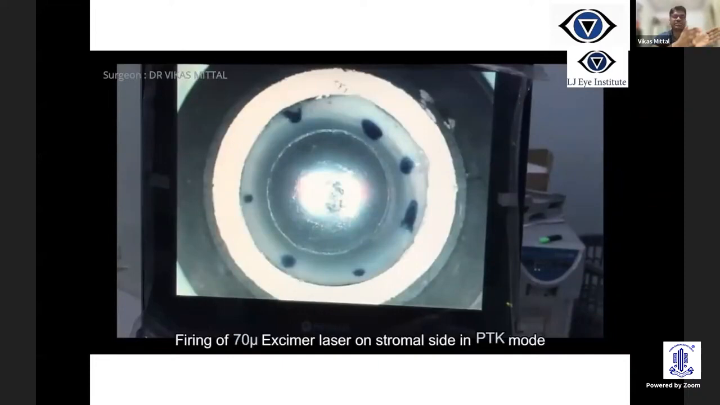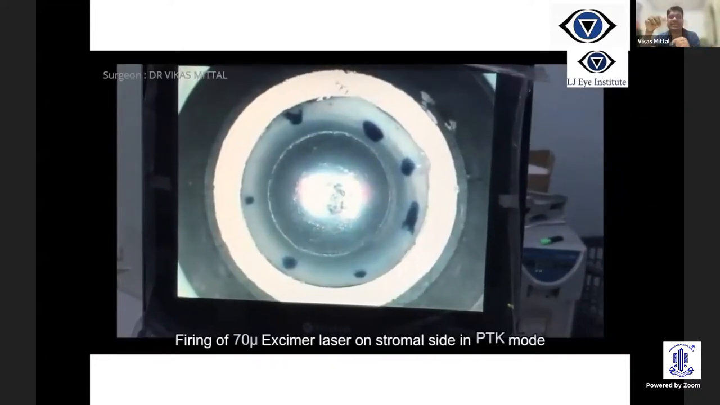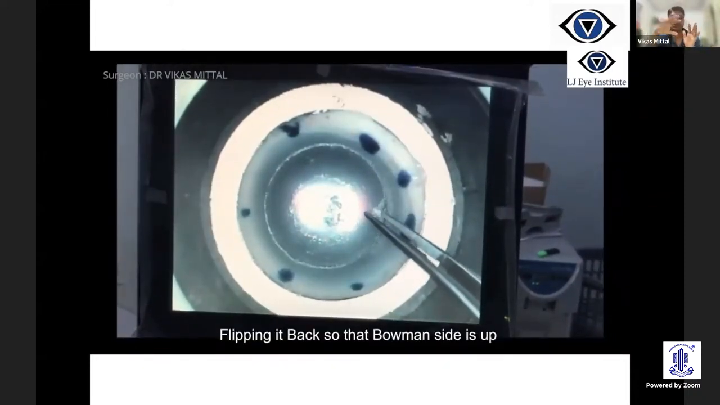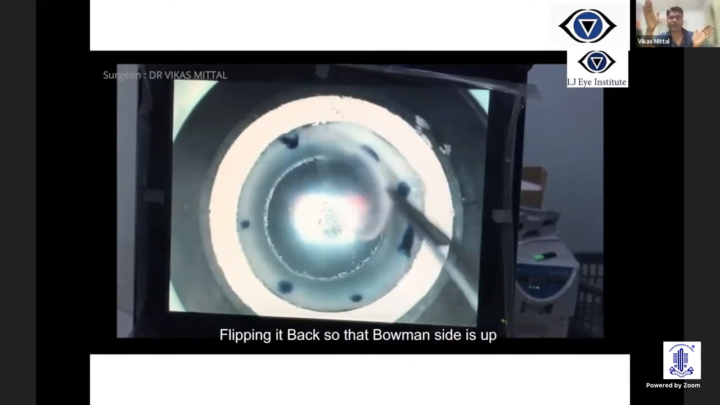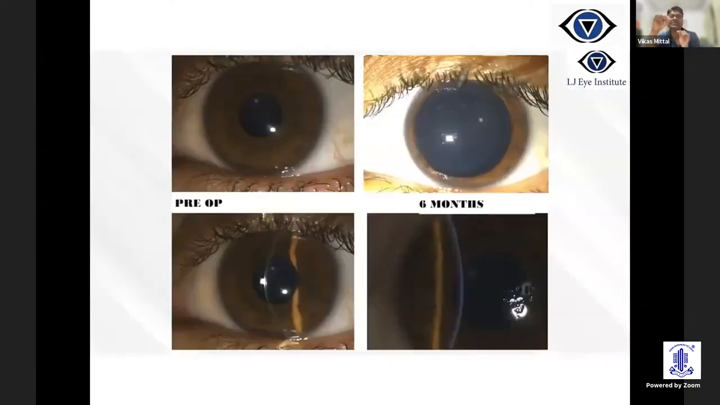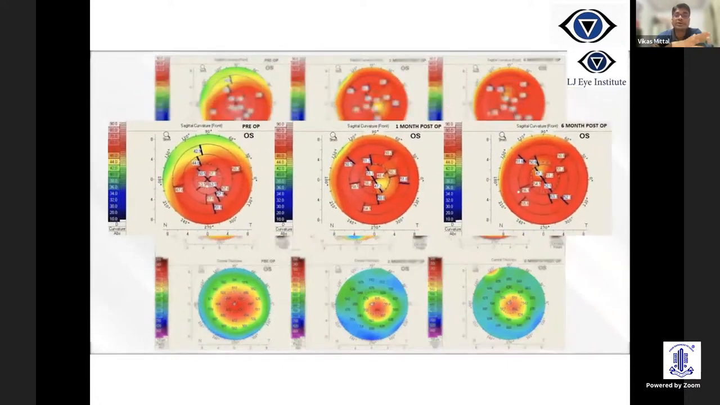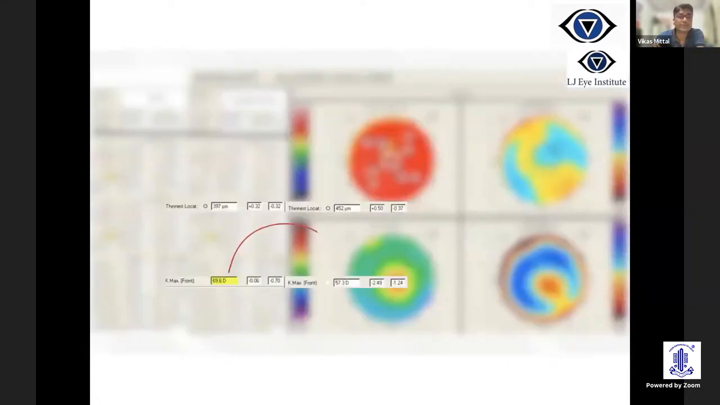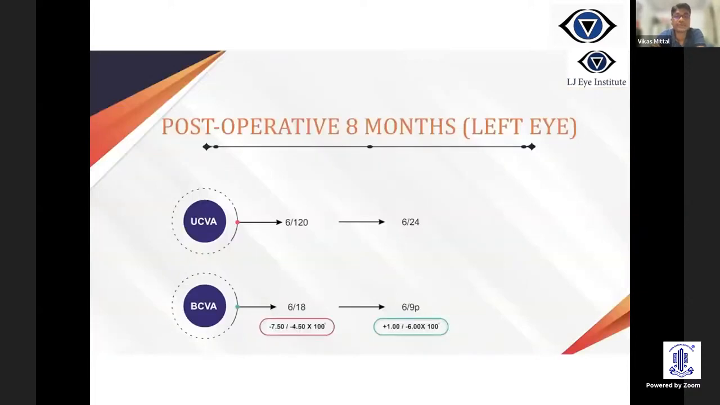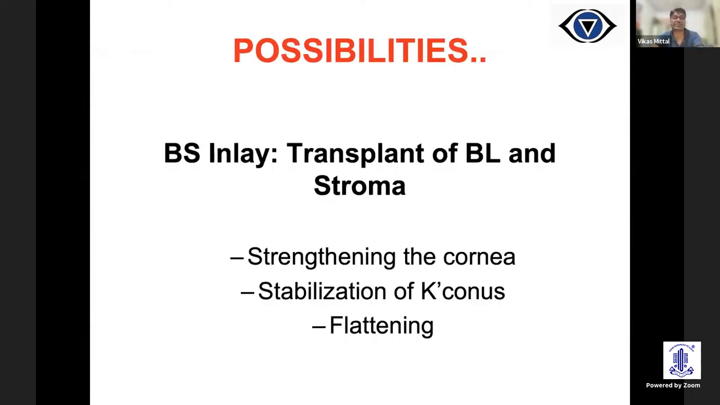This whole thing is shifted onto the excimer laser, and in the center 70-odd microns, we have done a PTK. Overall it was 8.25, and in the center 4 mm there was a PTK. Post-operatively, you can see it was pretty fine. The center is thinner than the periphery. On tomography, you can see the K went from 69 to 57, and vision improved from minus 7.5 to plus 1. So we actually achieved a flattening of the cornea as well by customization.